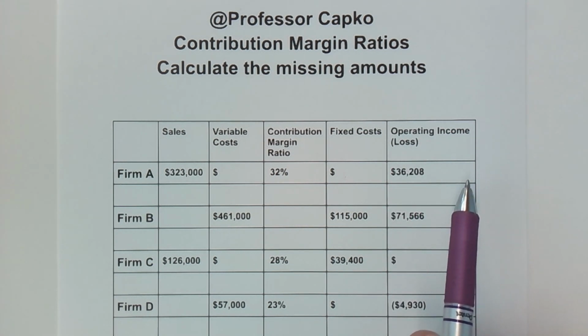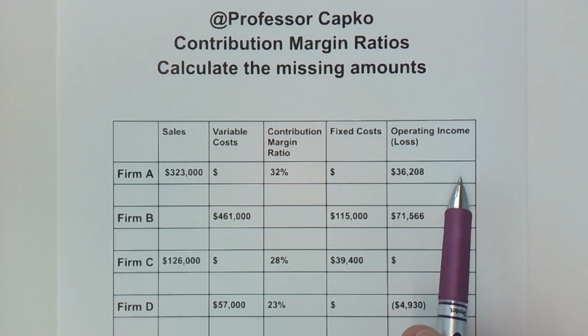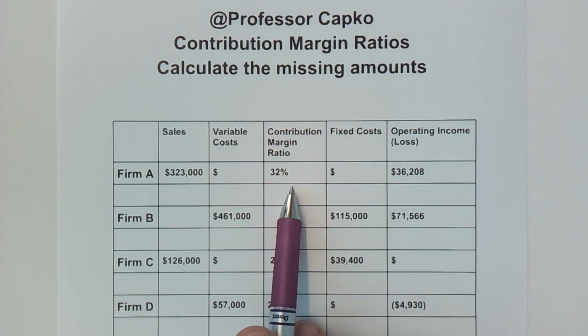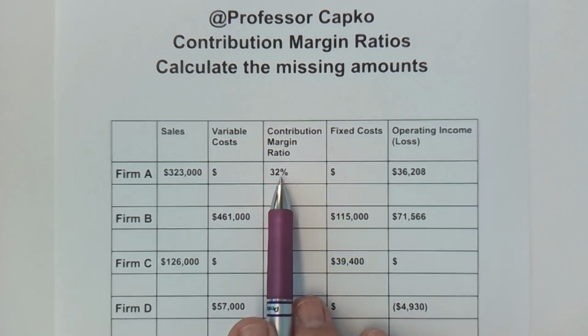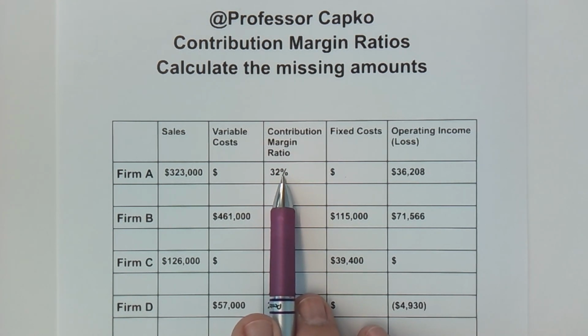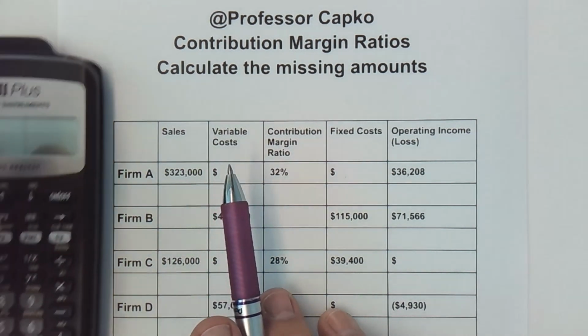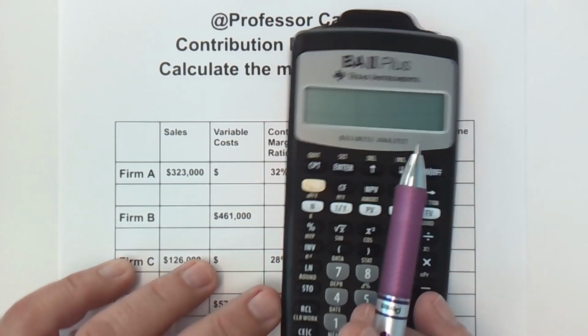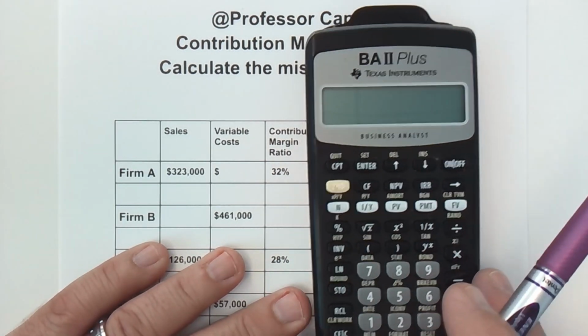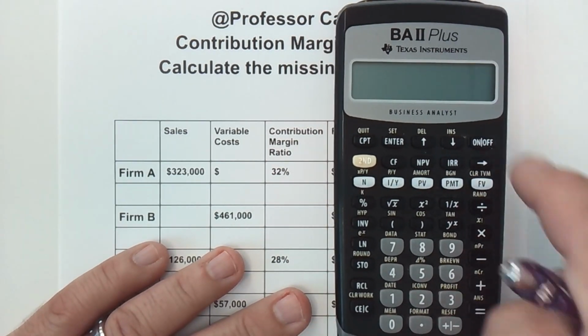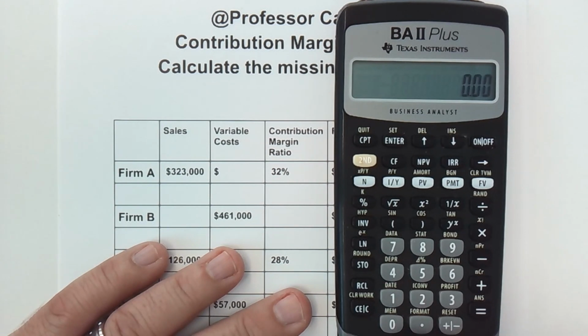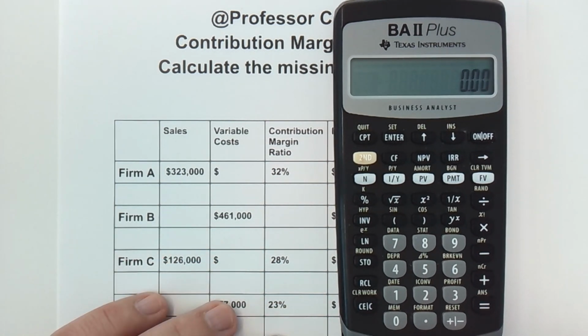So the first thing we need to figure out is our contribution margin. As I mentioned, the contribution margin ratio is 32%. We're going to multiply that by the amount of sales. I'm going to use my handy BA II Plus calculator. I like these. If you want to get your own, I've got a link down in the description where you can pick one up, or there's actually one on screen as well.